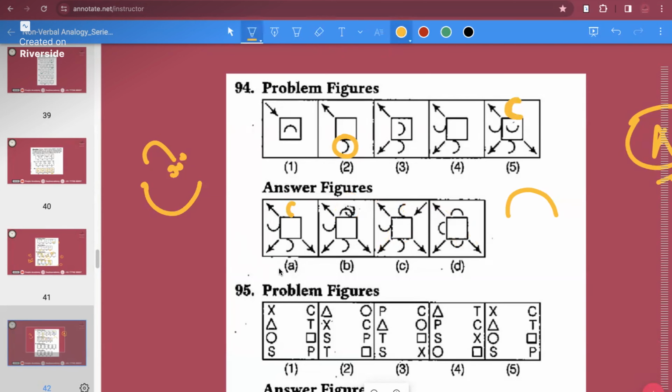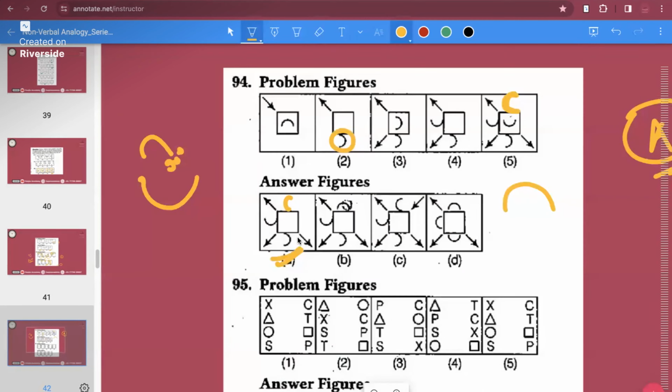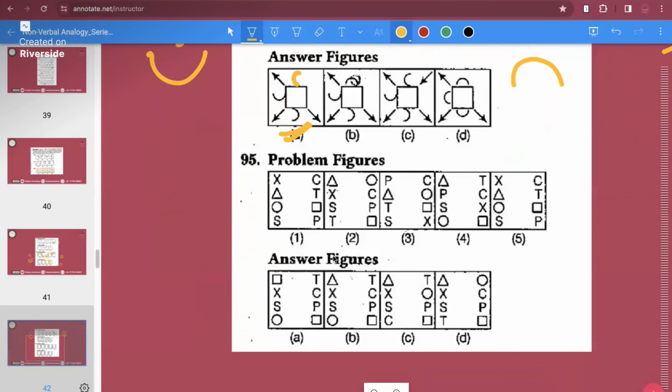Yes, guys, A is your answer. So let's move on to question number 95. Solve this question. From here, it is moving. No, it's not moving. Do we have any new? Guys, even in PABT, you will face things like this. They'll give you a booklet, with so many tests there.